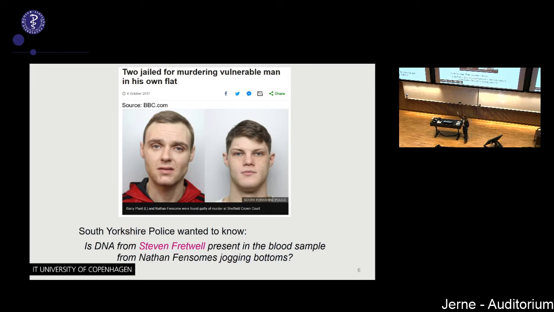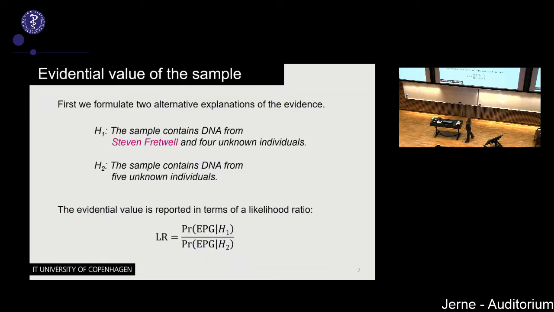So to answer this question, there's a standardized way of doing it, which is something like this. It's not a yes-no question. You formulate two alternative hypotheses. One is a reformulation of the prosecution's suggestion, but it's rather specific. It's not just, yes, his blood was in the sample. It is, this sample contains DNA from the victim, Stephen Fredwell, and 4 other people that we don't know. We don't care about them. We just want to know that Stephen Fredwell's blood was there.